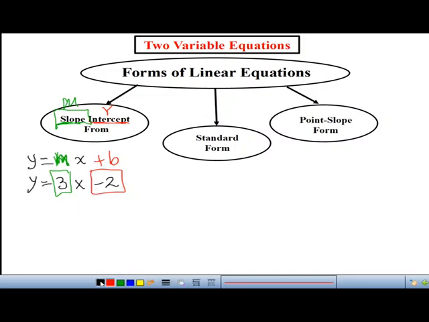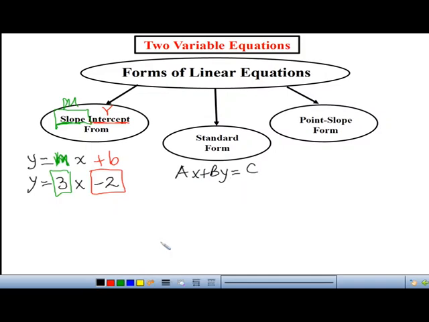The other form is known as standard form. And it looks like this: AX plus BY equals C. Some of you are like, oh, I remember these, Mr. Q. Yes. All of this is review. I'm just going over it to make sure it rings a bell.